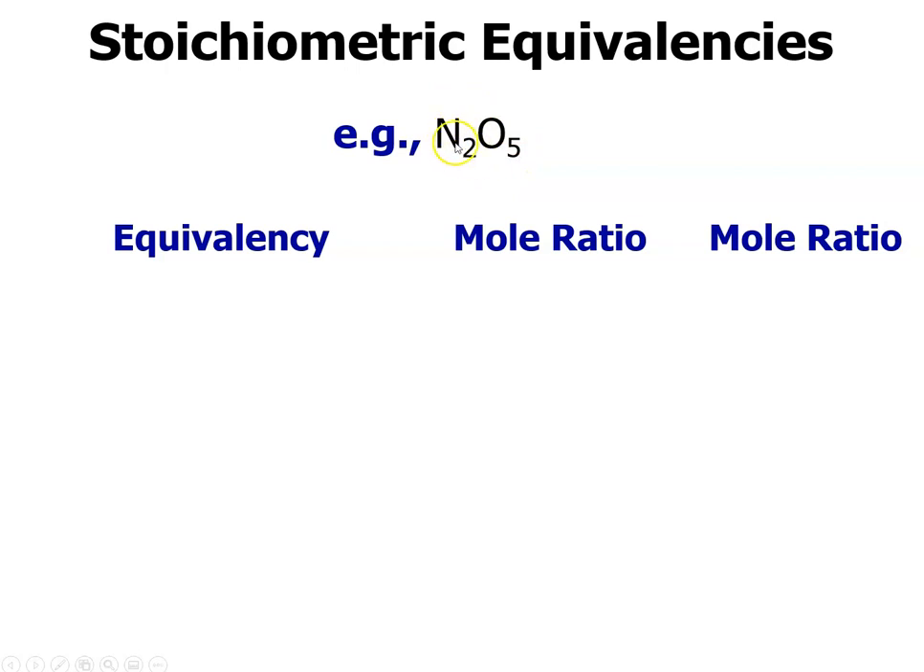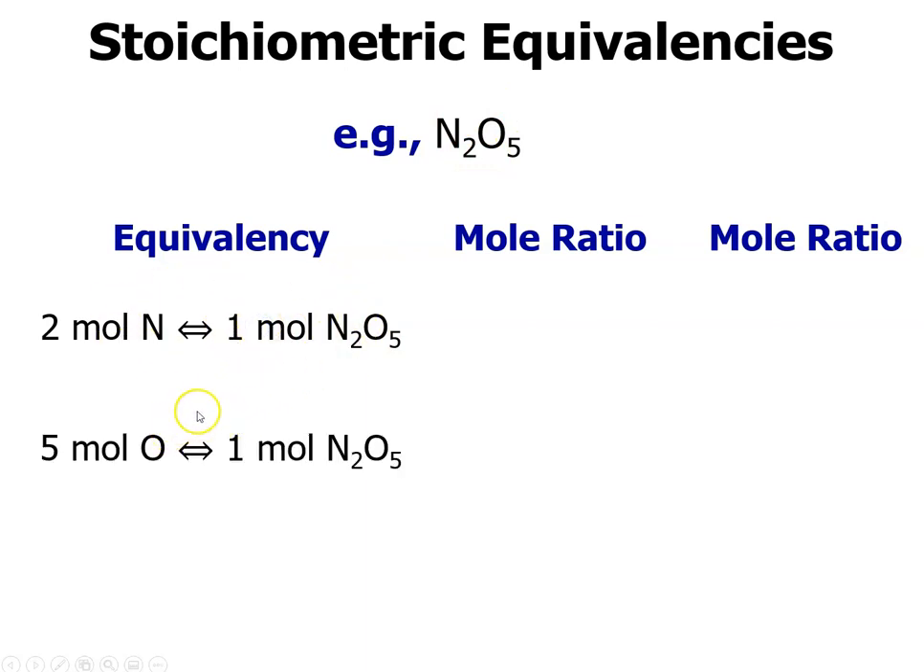Nitrogen, there's 2 nitrogen atoms in this molecule and 5 oxygen atoms in this molecule. We have to have this ratio. So for every 2 moles of nitrogen or 2 atoms of nitrogen in this molecule, we have 1 mole of that molecule. So there's an equivalency. The other equivalency we have is for every 5 moles of oxygen, we can generate 1 mole of N2O5.